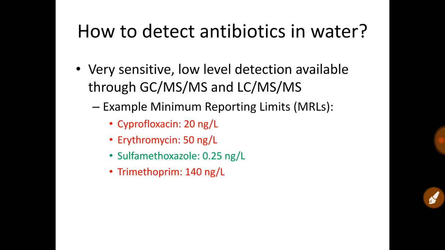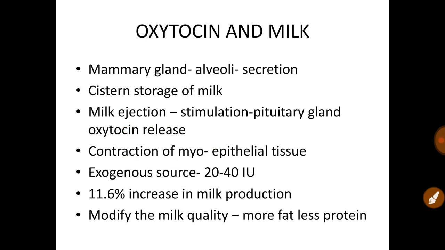How to detect antibiotics in water? Very sensitive low level detection is available through GCMS, MS and LCMS-MS. Example: minimum reporting limits: ciprofloxacin 20 mg per liter, and then we have erythromycin. You can see the examples. These are the reporting limits.